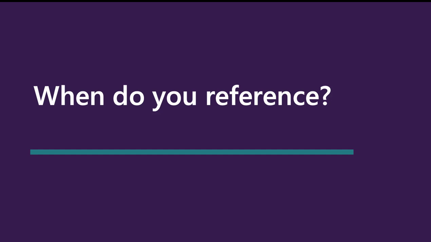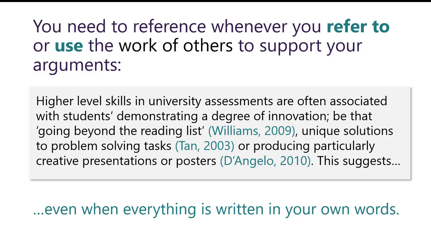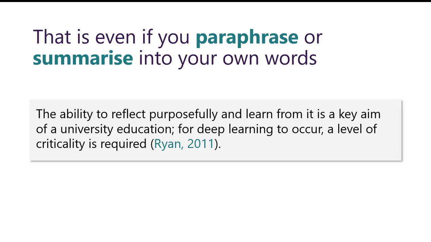So when do you reference? What sort of things do you need to reference? Well, you need to reference whenever you refer to or use the work of others to support your arguments. So this has been written in a person's own words, but they're clearly indicating where their ideas have come from and how they support their arguments. So that is even if you paraphrase or summarise into your own words, as in this example here. Ryan didn't say that exactly, but that is the meaning of what they wrote.